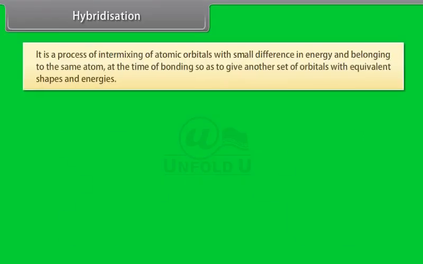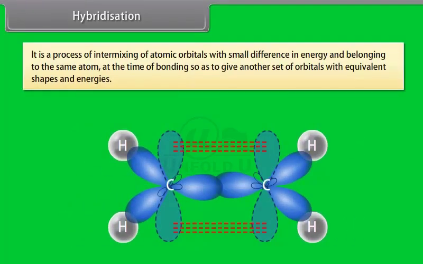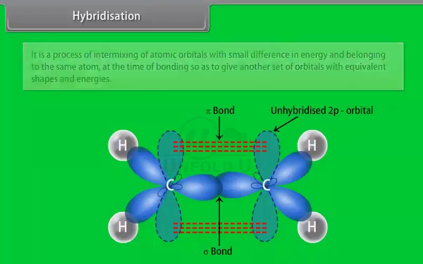Hybridization. It is a process of intermixing of atomic orbitals with small difference in energy and belonging to the same atom at the time of bonding, so as to give another set of orbitals with equivalent shapes and energies. Different types of hybridization depend upon the type of atomic orbitals which are used for intermixing.